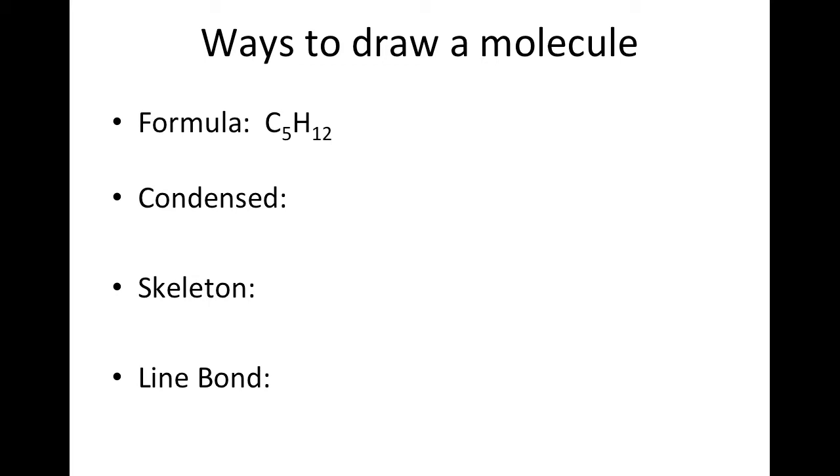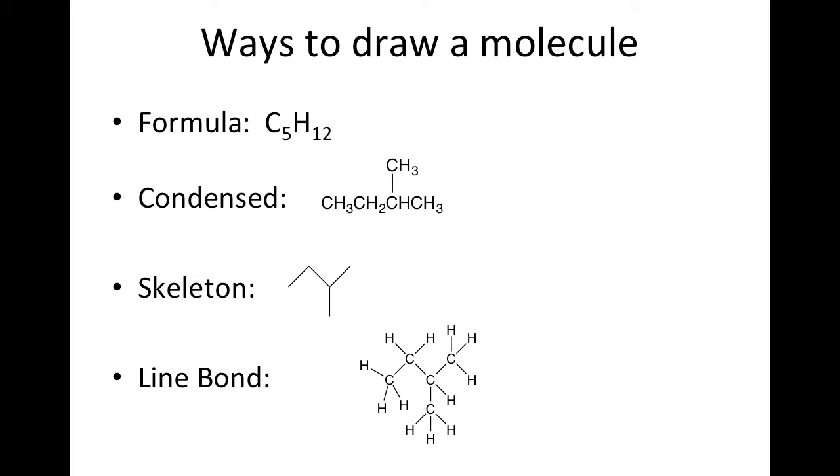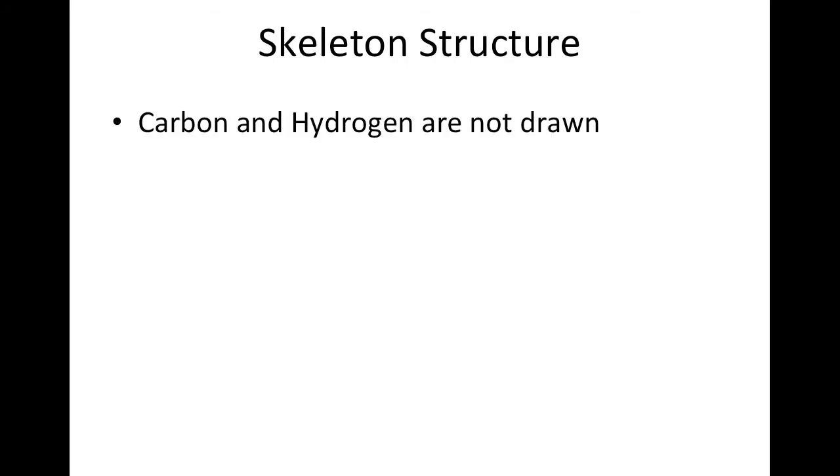But aside from the formula, there's really three ways that you can draw a chemical structure. There's the condensed form, there's the skeleton form, and there's the line bond structure. So each of these structures represent the same molecule with the same connection of atoms, but there are just three different ways to show how that can occur. The most important one we're going to cover is the skeleton structure.